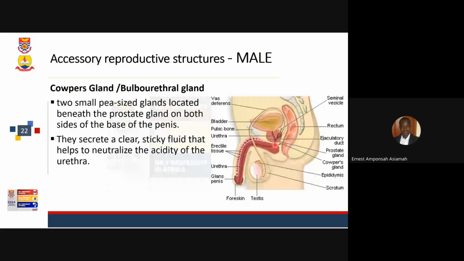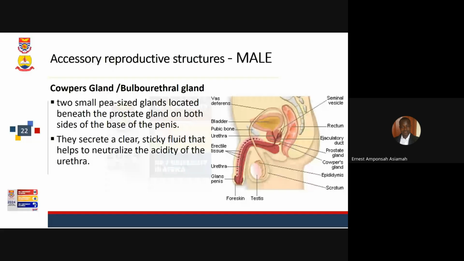Now, this gland secretes a clear, sticky fluid that helps to neutralize the acidity of the urethra. Usually during sexual arousal, males will notice a clear, sticky fluid coming out. The purpose of it is to clear any acidity within the urethra, and that is the bulbourethral gland or Cowper's gland.